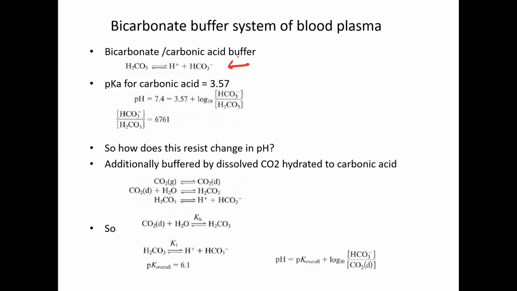However, if you look at the pKa of the system, it's 3.57, and that violates the rules of what makes a good buffer, because at a biological pH of about 6.8, that buffer is pretty much consumed, and the bicarbonate is nearly all converted to carbonic acid. So this presents a conundrum, and I want you guys to do a little bit of research.